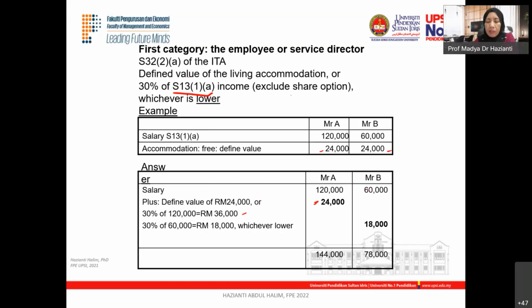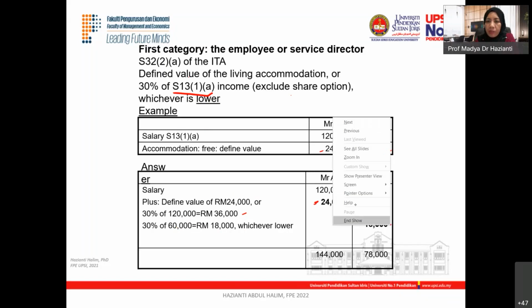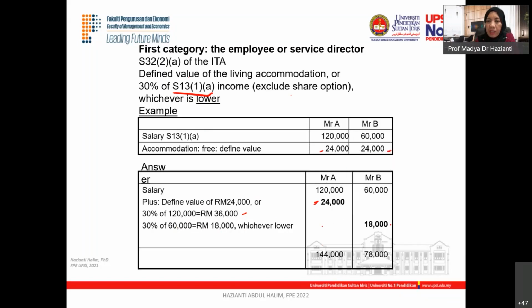Untuk Mr. B, gaji dia kurang, 60,000, tapi accommodation dia sama harga. So kita compare, dia dapat defined value is 24 tapi dia punya 30% is 18,000. So kita ambil yang lower. So untuk Mr. A, dia kena bayar tax on 144,000. Untuk Mr. B, dia kena bayar tax based on 78,000. So ini dia nanti kita kira section 13(1)(a).